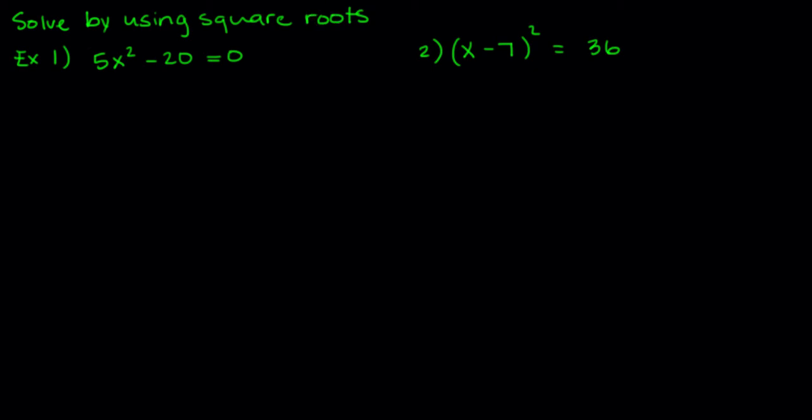What we've got going on here is a review from what we did 3 weeks ago. We're going to be taking a look at solving quadratics using the square root. All this means is we want to get the square by itself and then take the square root to get rid of that little square, that little number 2 on the top.